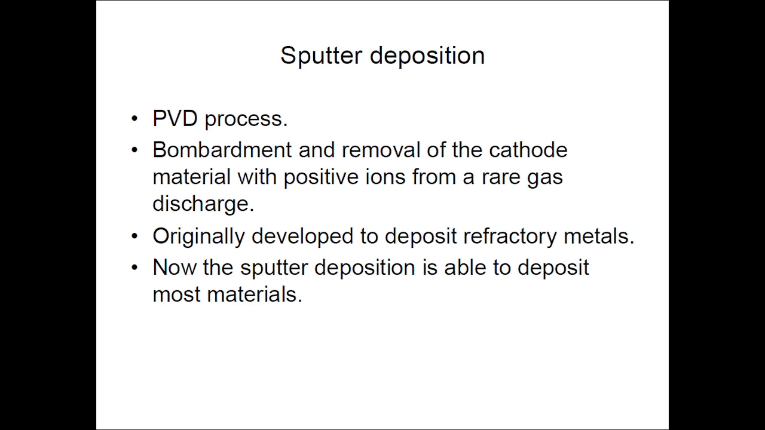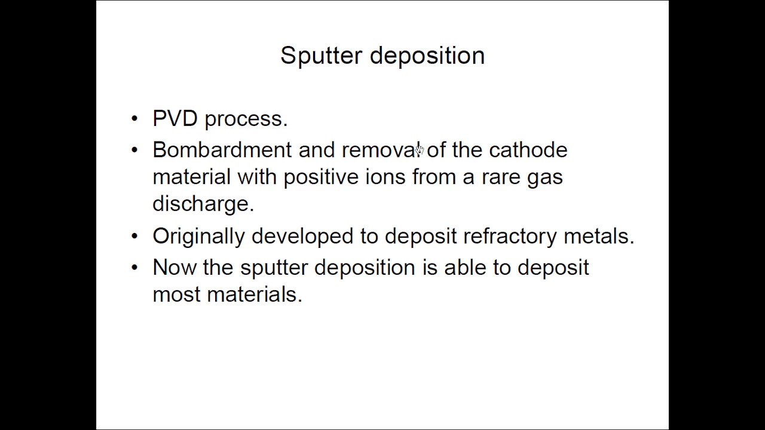Okay, now we'll talk about sputter deposition. Sputter deposition is again a physical vapor deposition technique. Here we take the bombardment and removal of the cathode material with a positive ion from a rare gas discharge. So we take an argon plus ion that is directed by applying voltage towards the cathode. Cathode means the target source material, so the material we need to deposit.